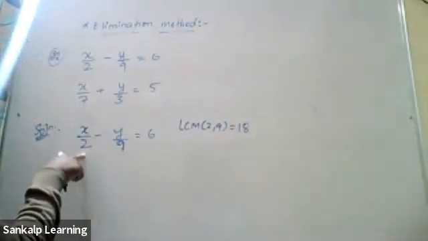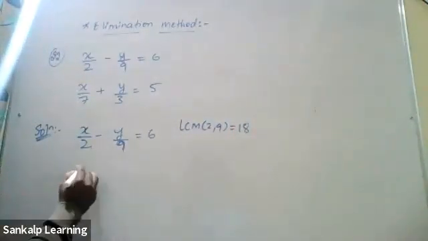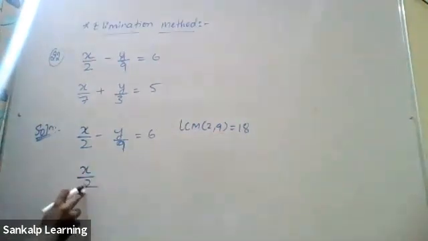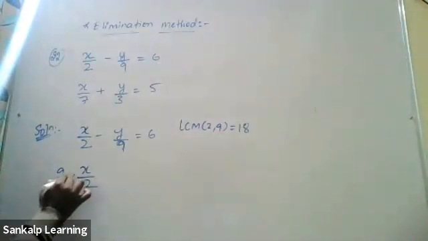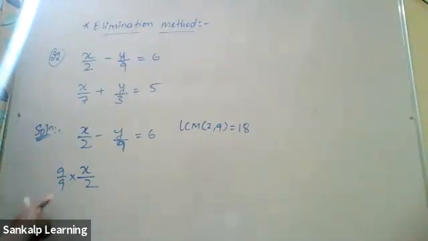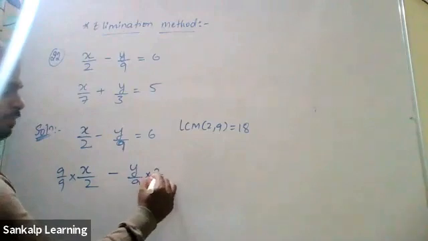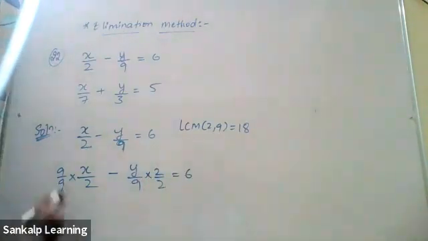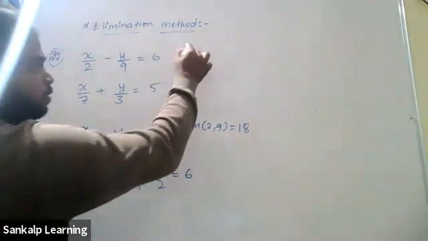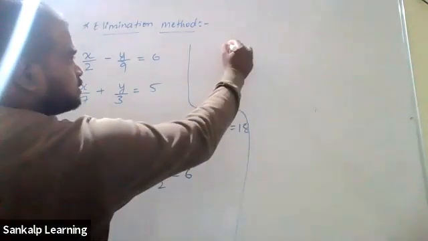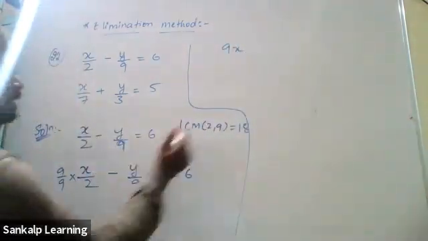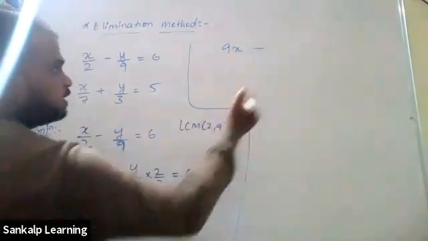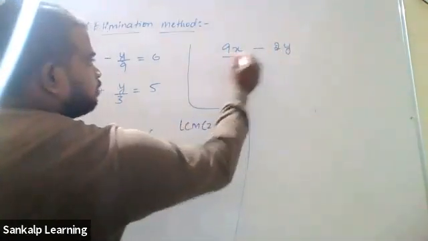So 2 should become 18, and 9 also should become 18. So x by 2, to make 2 into 18 I have to multiply by 9, for both numerator and denominator. I cannot multiply only the denominator, I should also multiply the numerator. Minus y by 9. This 9 should become 18, so multiply and divide by 2. So you get 9 into x is 9x, and 9x minus 2 into y is 2y by 18.